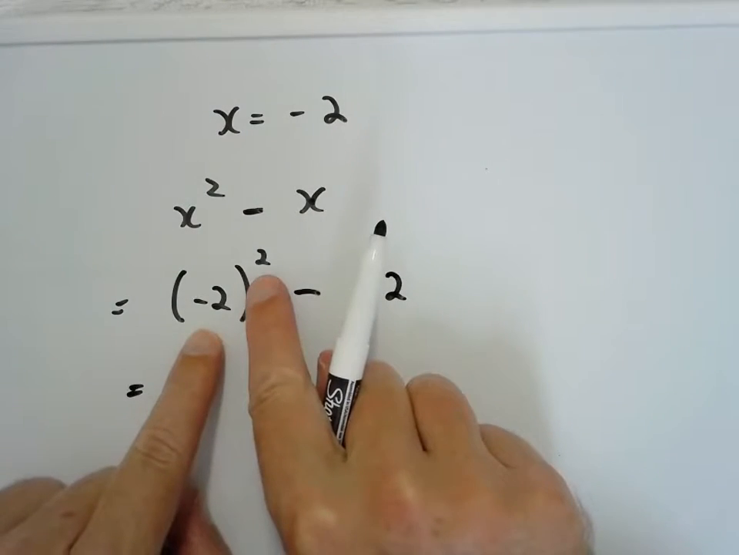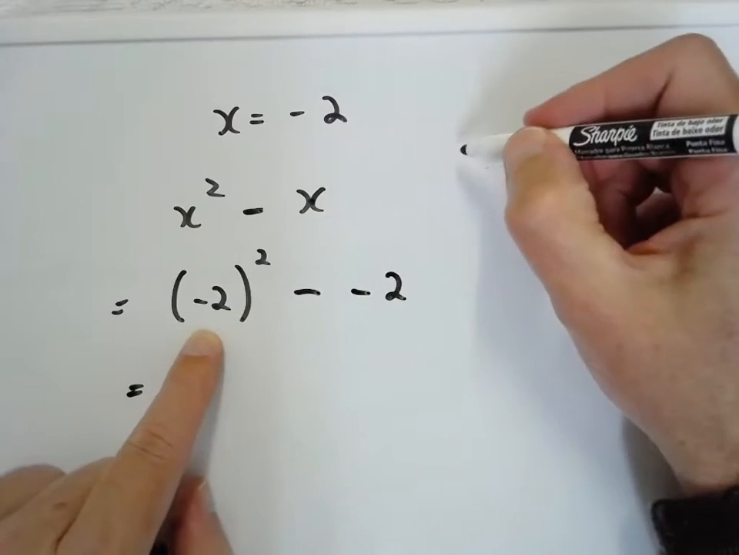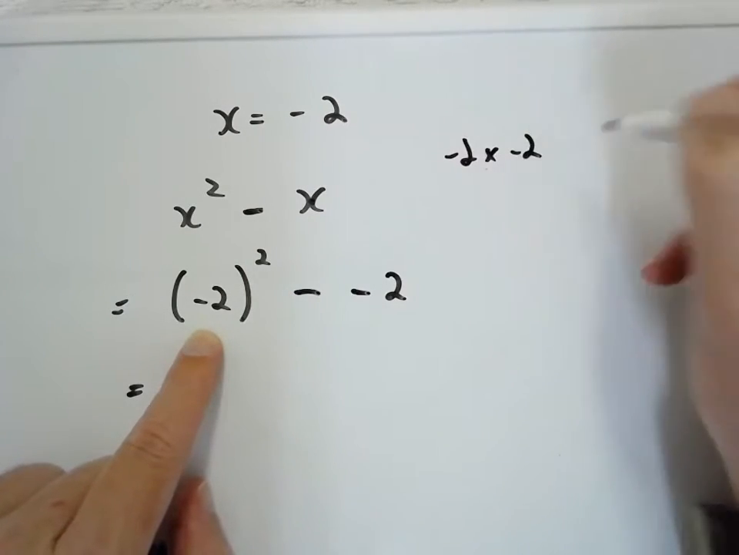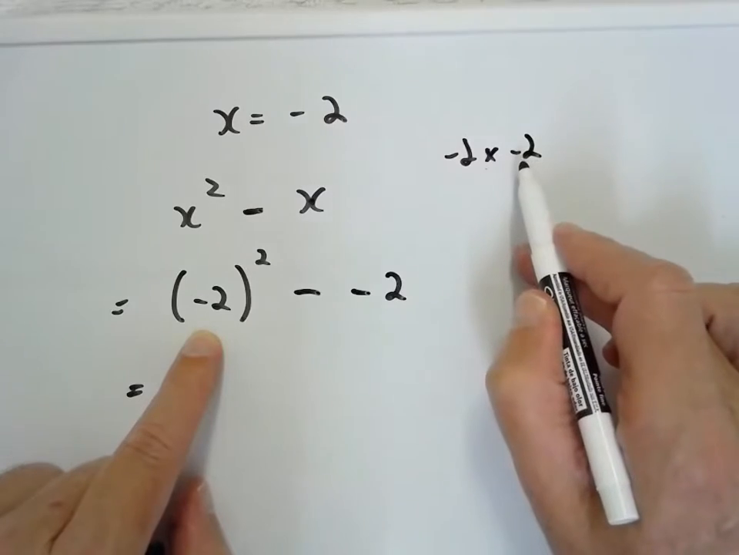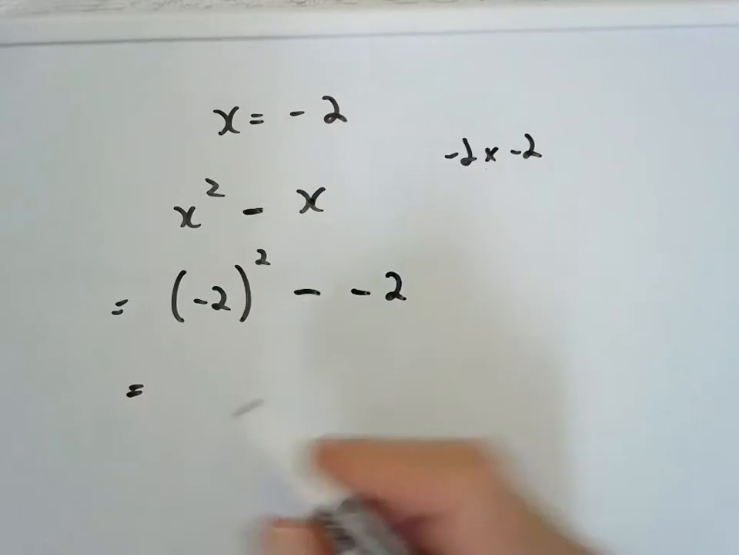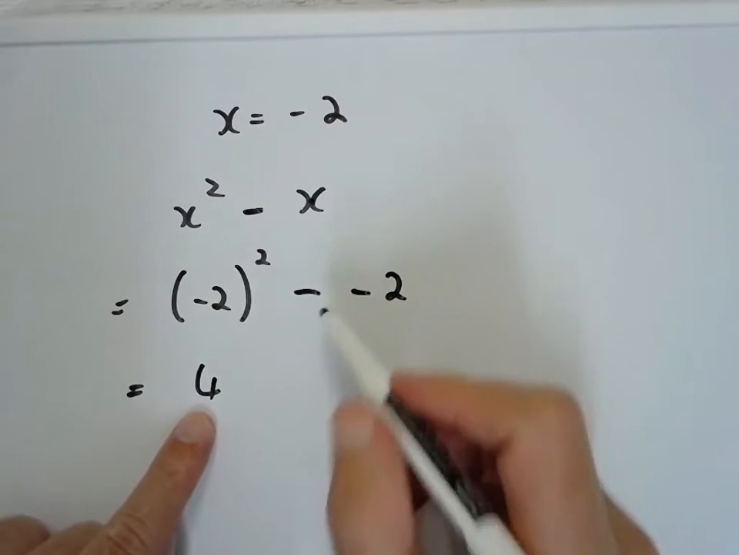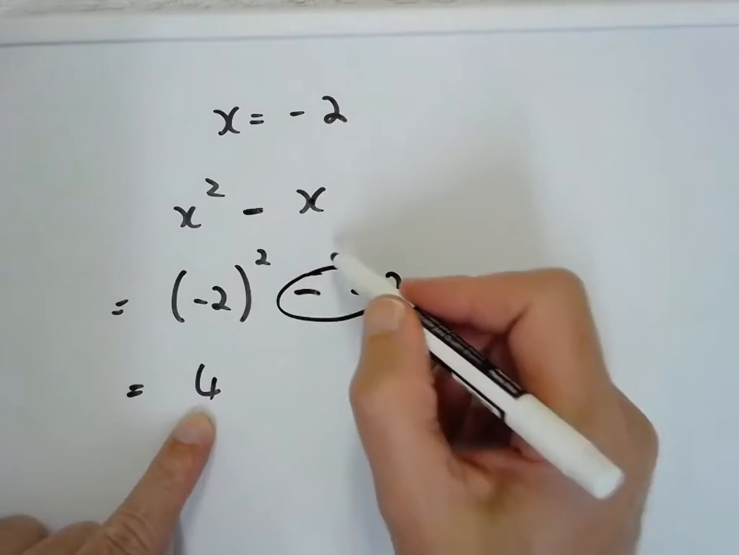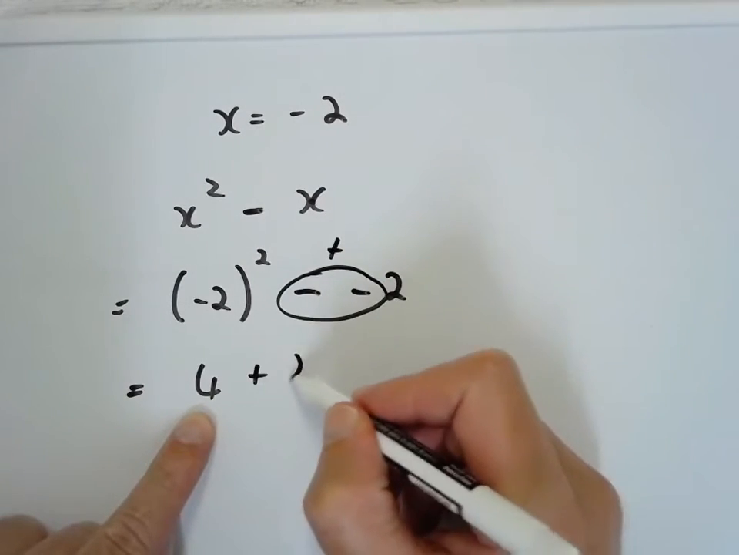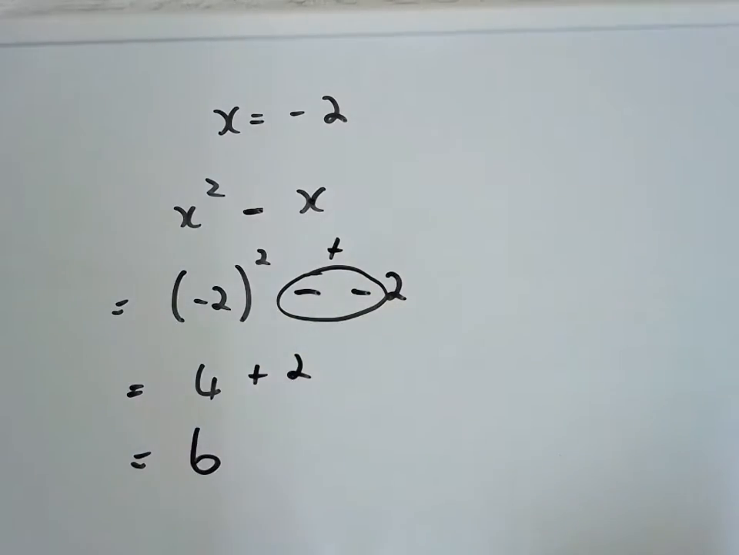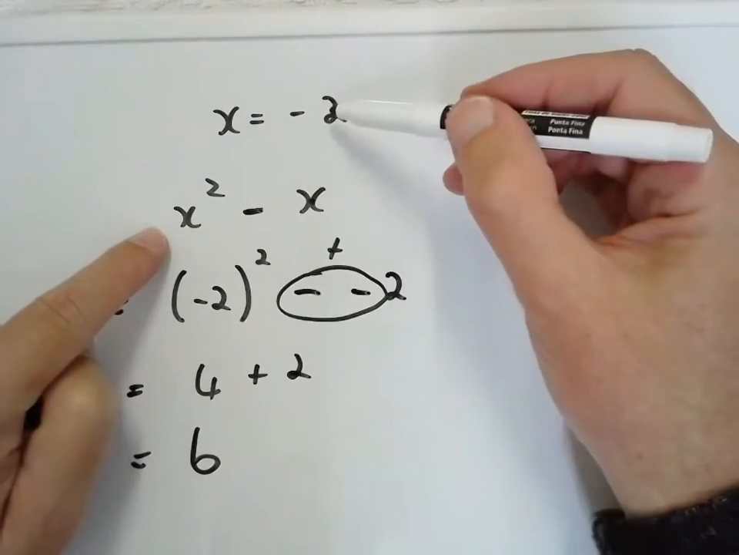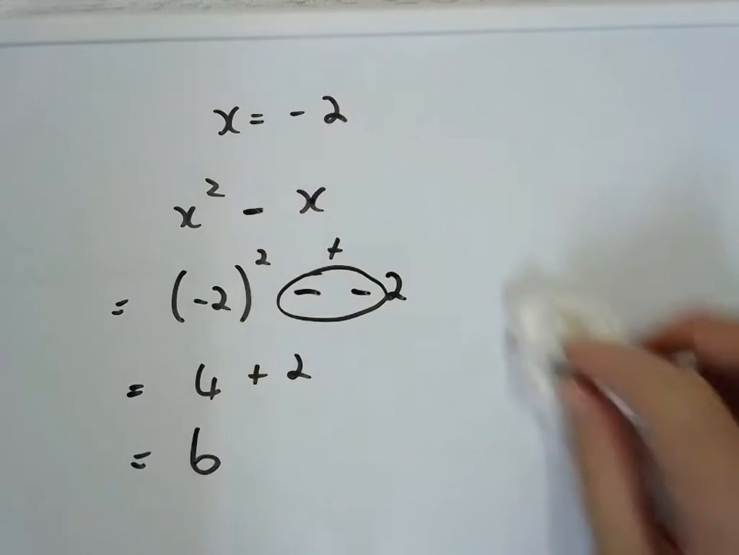When we square -2, we're thinking of it as -2 times -2. See my 2 negatives? That's going to create a positive. And 2 times 2 is 4. So -2 squared is +4. Those 2 negatives become a plus. So when we're dealing with squares and negatives, you've got to be really careful.